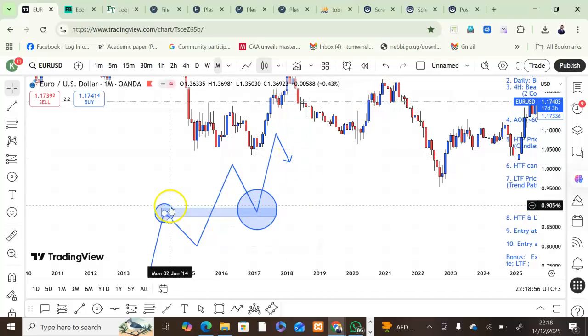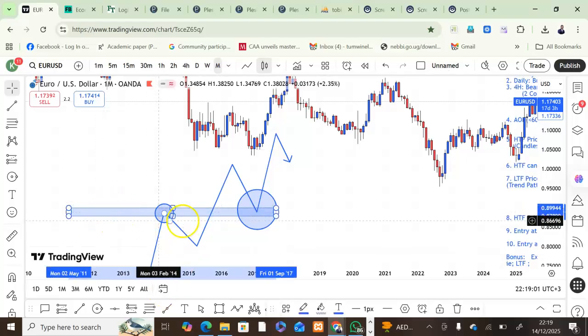So for the market to move, this here that I've drawn is the area of interest. This long box square is the area of interest, so that's what we're going to focus on. That is why we focus on the monthly, because you can easily see these moves on the monthly time frame.